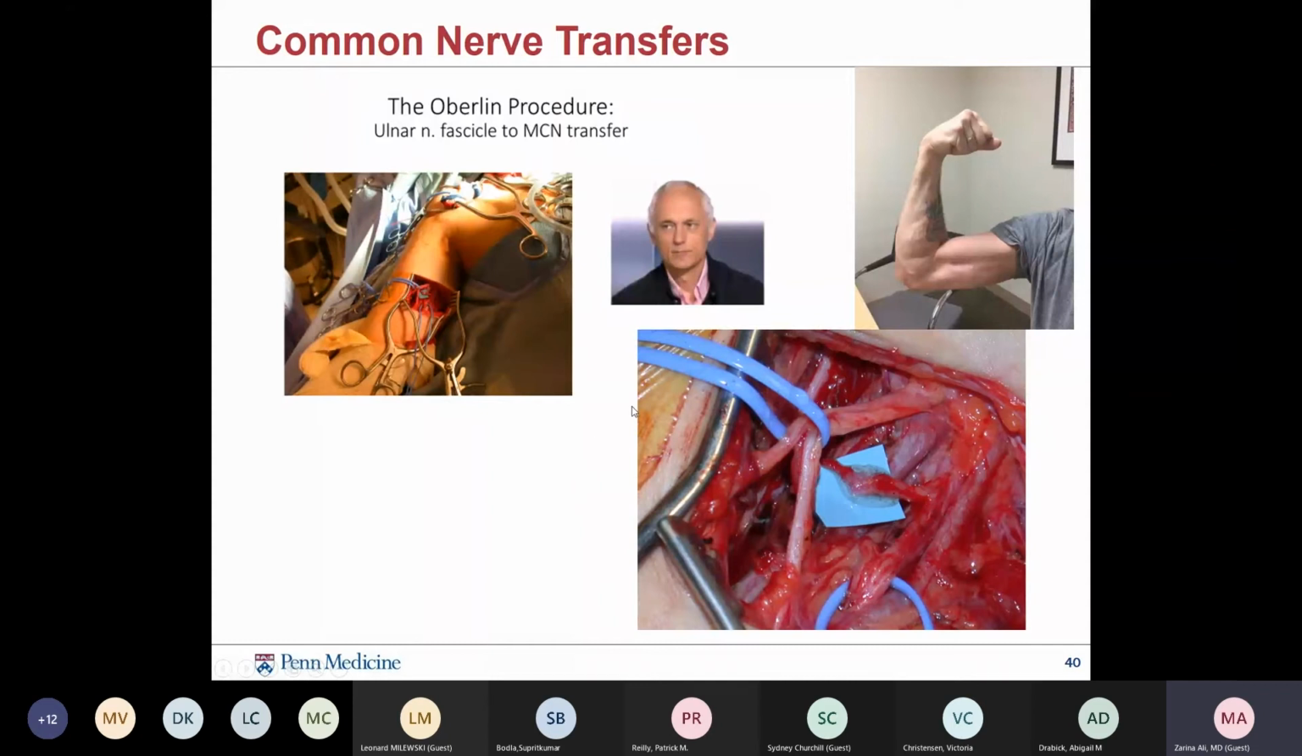So this is a very good nerve transfer. It's our workhorse transfer for patients that have elbow flexion weakness. It works very, very well.